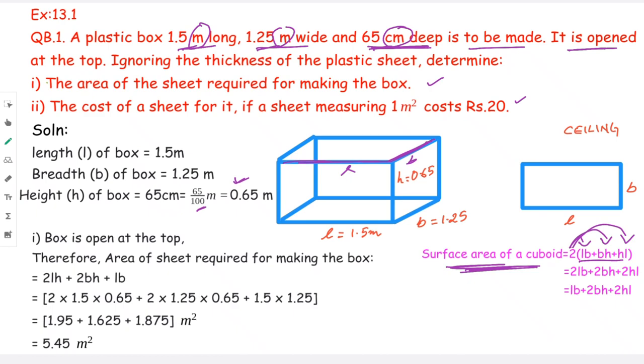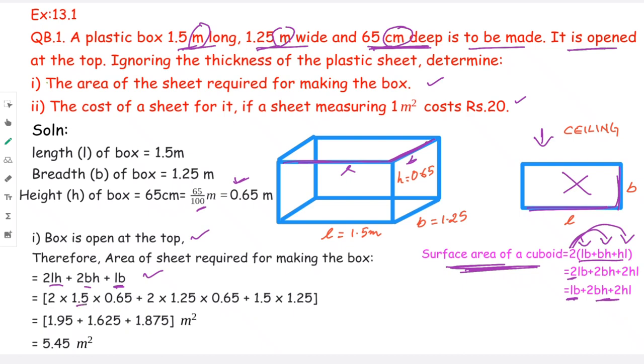But if you look at the top, I have to ignore the length and breadth. Clear? That's why we will see here that instead of 2 length breadth, only 1 length breadth is there. We don't need to find the top area. This is ignored. So in place of 2, the formula will be just 1 length breadth, but the other 2 will be fine. So the box is open at the top, therefore the area required for making the box has just length breadth, and the other 2 remain the same. Once you're done with that, you just have to start putting the values.